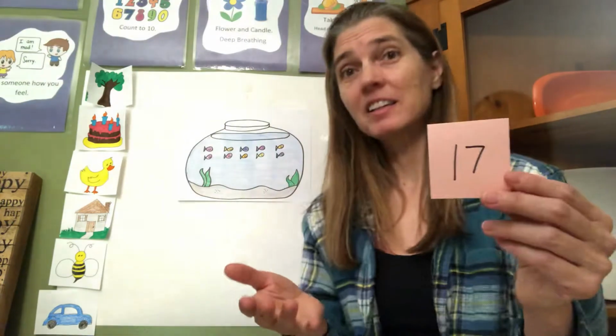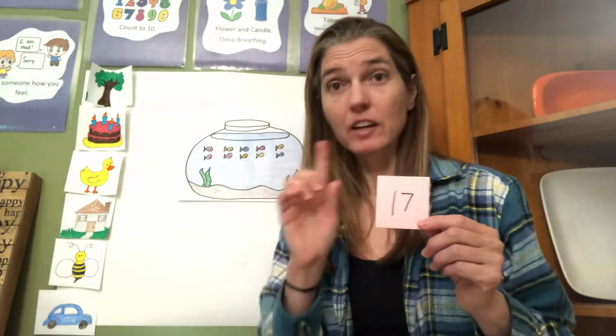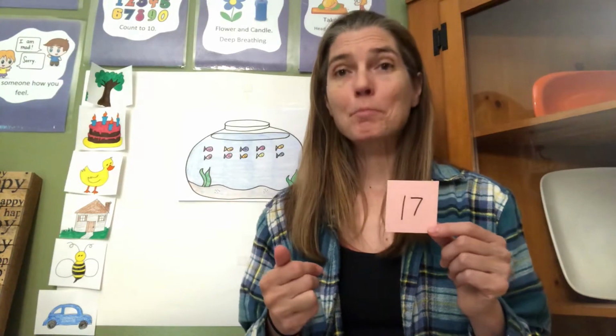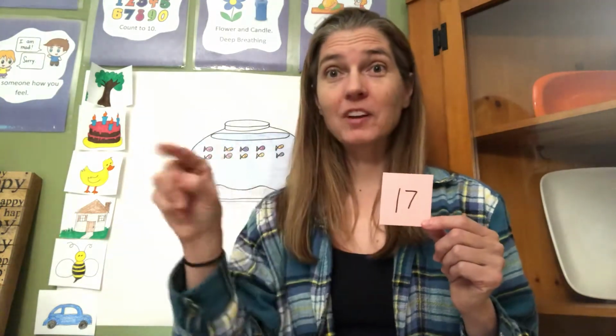17, great. So let's put 17 fish in your tank. So we're gonna count the 10 and keep going until we have 17 in your tank. Are you ready? Great. 1, touch the fish.